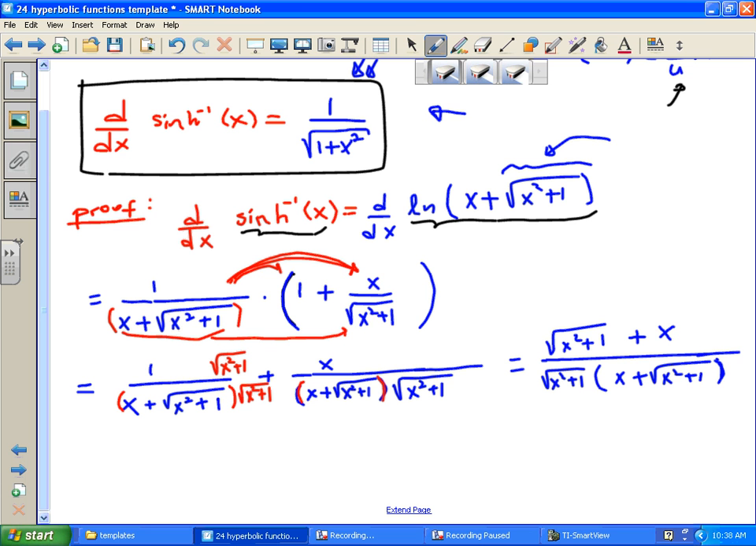This entire top can be canceled with this entire parentheses bottom, right? Because it's just a different order. Think of it as a plus b, and then this is b plus a. But this is really the same thing as that, correct?